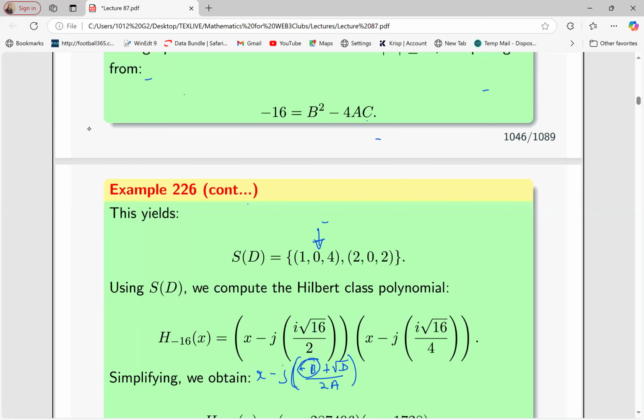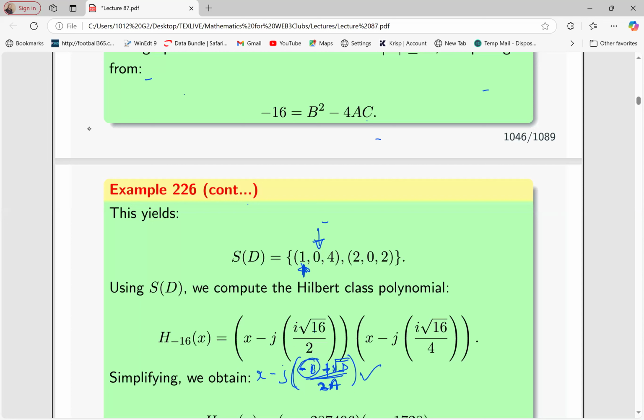And that's why you can see I only have the square root of negative 16 out of 2a, and our a in this case is 1. So this one is already summarized. But then the formula is this. This is the formula: x minus j into negative b plus the square root of d out of 2a. So this is the formula you put in your code if you are writing the code.